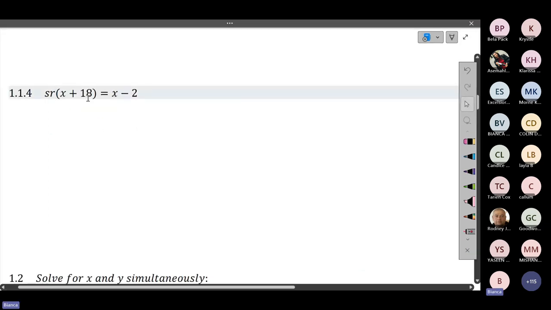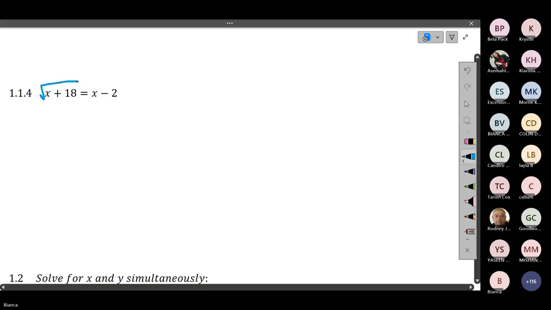Okay. So from what I understand, this whole thing was square rooted. All right. So this one, did I not just do this one with you? Yeah. Awesome. So it's already isolated. So all we're going to do is square both sides. You don't have to show the squaring of both sides, but it is a good idea for your own process to do that. So you square both sides, you're left with x plus 18.